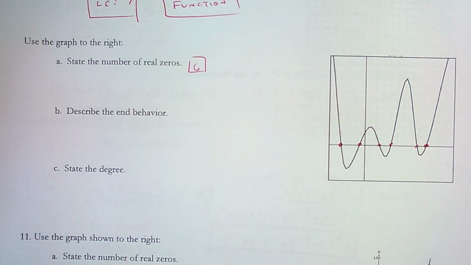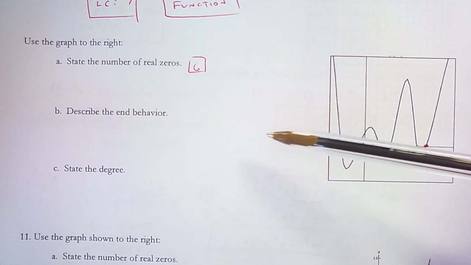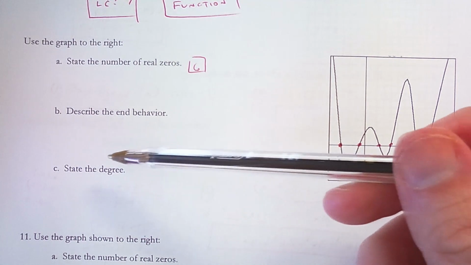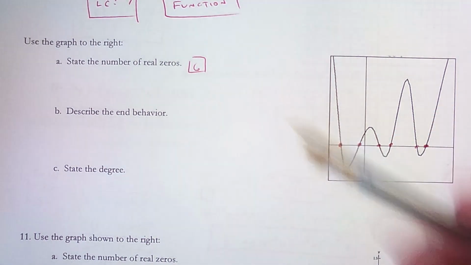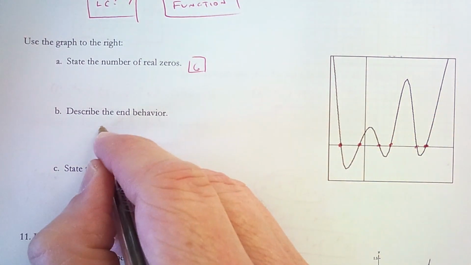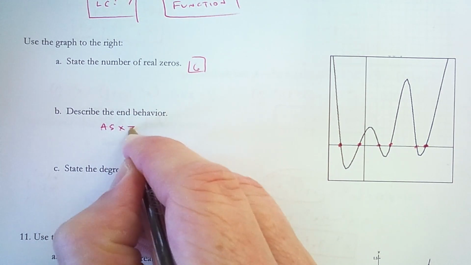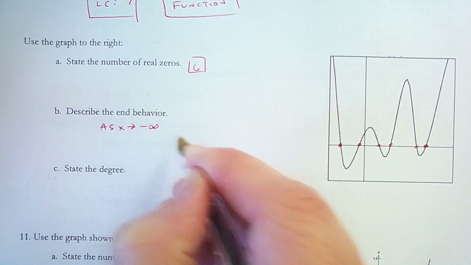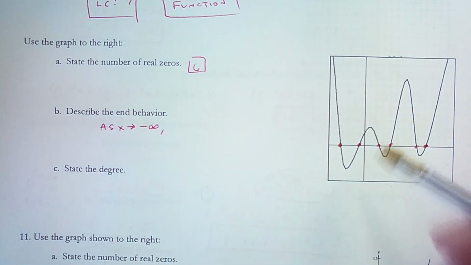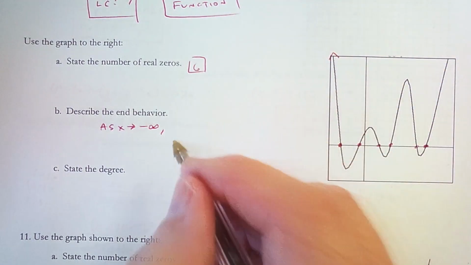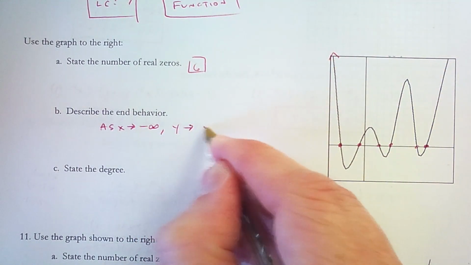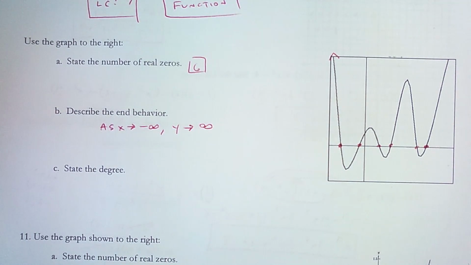Describe the end behavior. So for end behavior, first we'll talk about the left side. As the graph goes left, that means that it's moving this way, and the x value is going toward negative infinity. So as x approaches negative infinity, what is the y value doing? It is going upward. The y is approaching infinity.